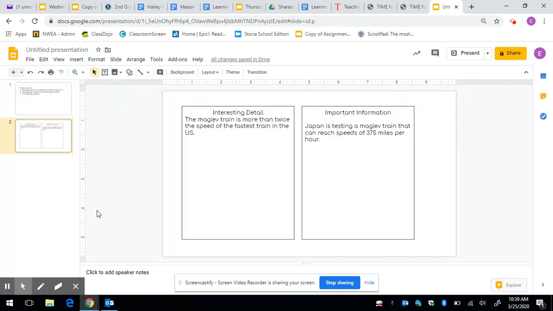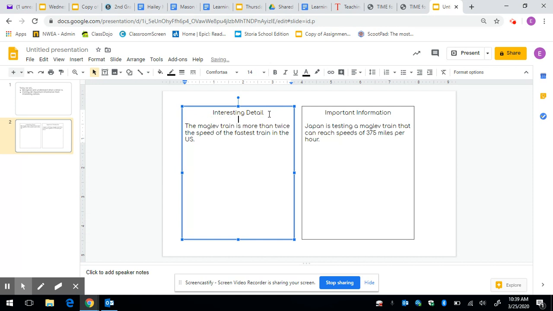Okay, after reading that, I went ahead and filled in an interesting detail and some important information from that first part of our article. An interesting detail to me is that this train they're building, the maglev train, is more than twice the speed of the fastest train in the US. That's an interesting detail, but it's not the main point of that part of the article.